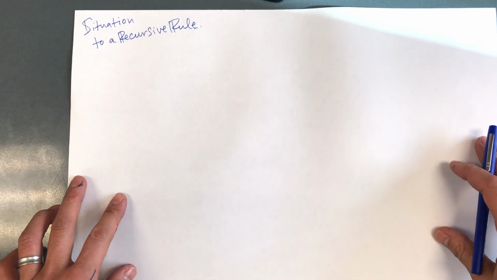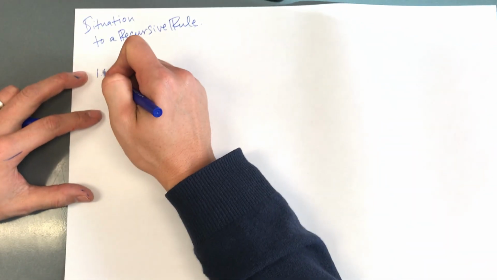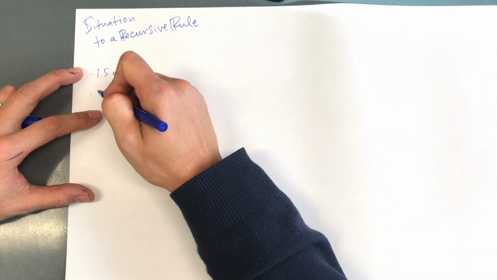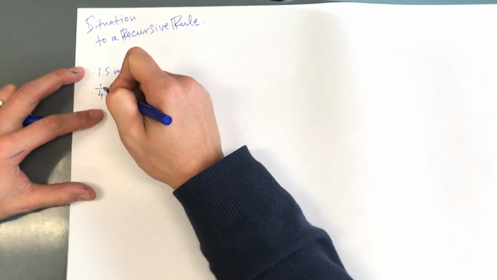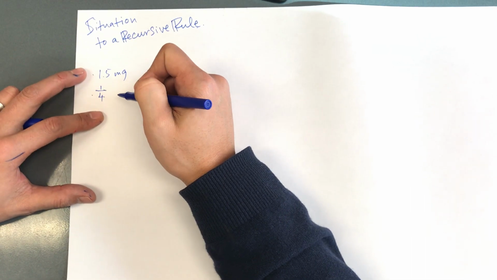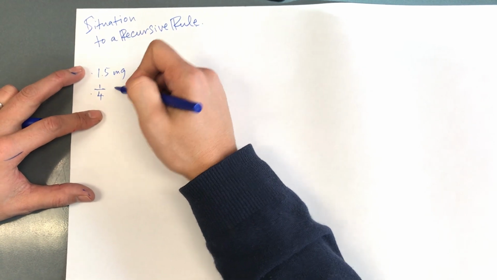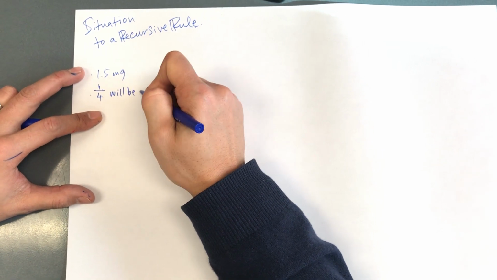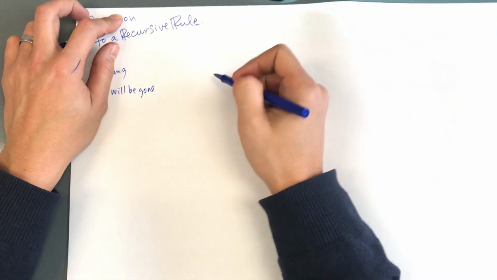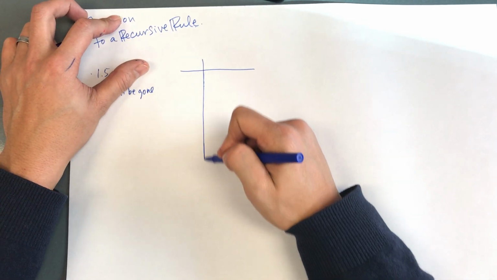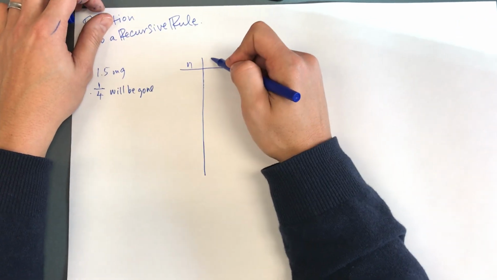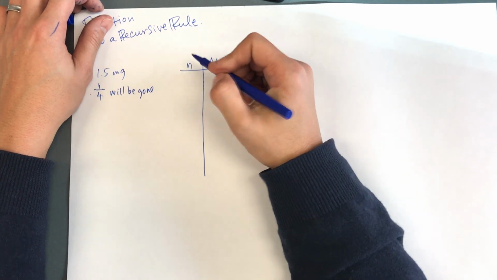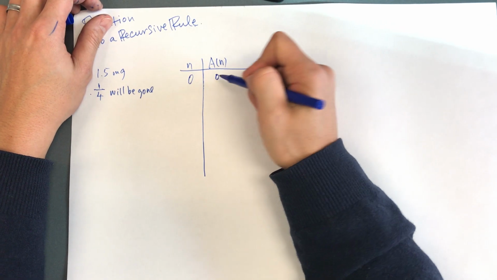So our goal is to write a recursive rule, and what do we know about this problem? Well, she is gonna take 1.5 milligrams of amoxicillin, and 1/4 of whatever she has in her body is gonna be consumed. That's gonna be washed away from her body. So let's write a table first, right? So that's going to be N, and I'm going to use A here because they said amoxicillin, right? So the original day she has nothing.